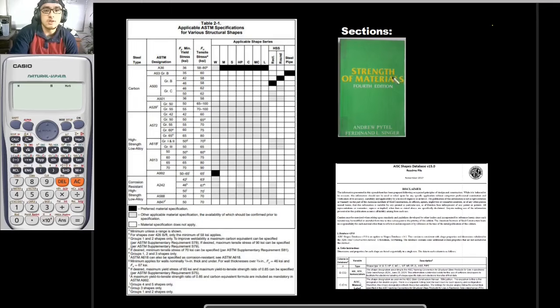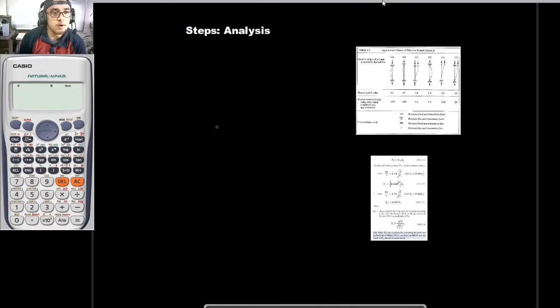Okay, and so for your sections, you can use the Strength of Materials book by Ferdinand Singer. And you can also use the AISC Shapes database, yung Excel file ng AISC for you to choose your sections. Okay, so what would be our steps in analyzing your compression members? So just like your other analysis problems, the first thing that you should do is to list the parameters or the properties needed. So step 1 is to list the properties.